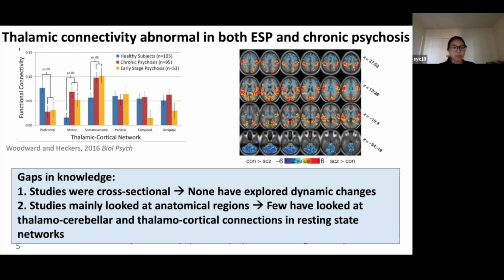However, most of these studies were primarily cross-sectional, and none of them have explored longitudinal dynamic changes in thalamic connectivity. These studies also mainly looked at anatomical regions, so the brain is parcellated by anatomical regions, and few have looked at thalamic connectivity with respect to resting state functional networks.